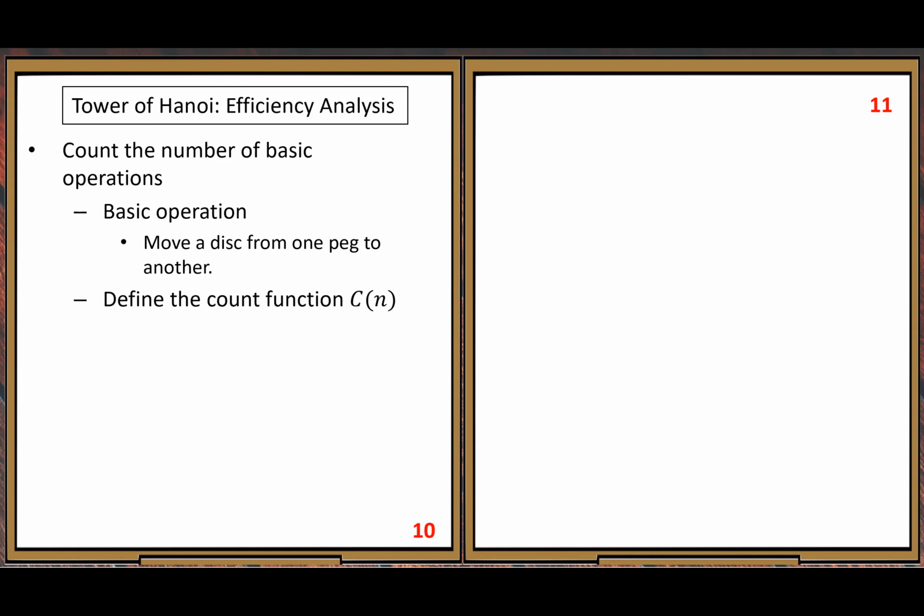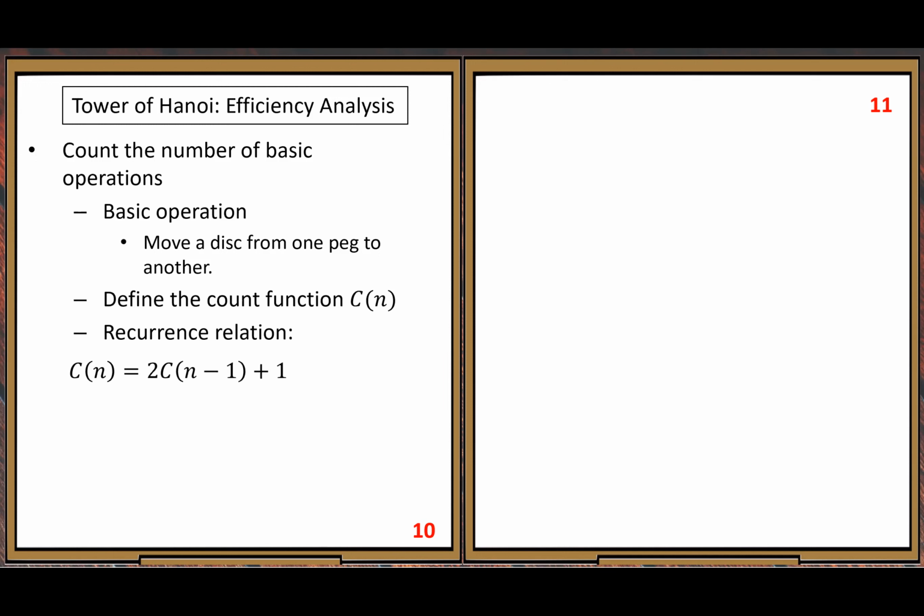Define the count function C of n. We need a function name to derive the recurrence relation. What is the recurrence relation for C of n? C of n is the number of disk moves for the problem of size n. That's the most important step, the recurrence relation. If you can find it, the solution is not far away.